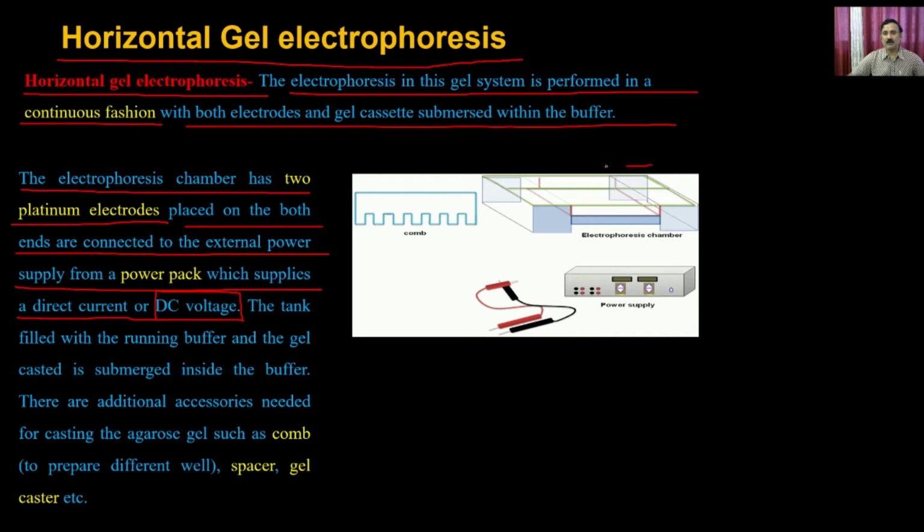So this is the electrophoresis chamber, where you are going to have the two electrodes, one on this side, the other one is on this side, and those two electrodes are being connected to a power pack with the help of the leads, and this power supply is actually going to supply the DC voltage or the direct current voltage.